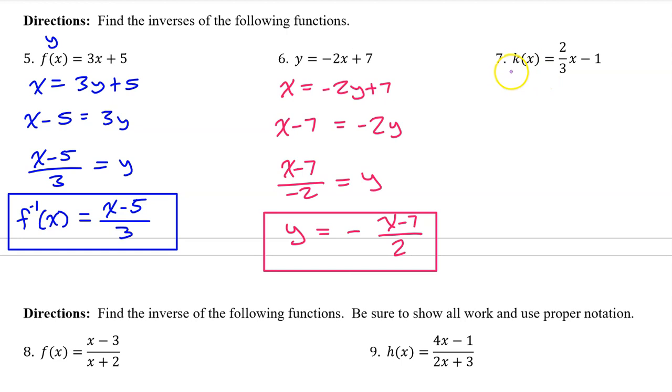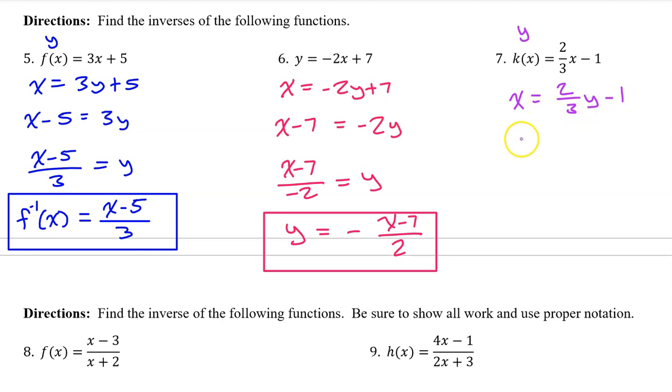Let's find the inverse for k of x. The first step is to switch x and y. K of x is another name for y. So switching x and y gives us x is equal to 2/3 y minus 1. Now we solve for y.